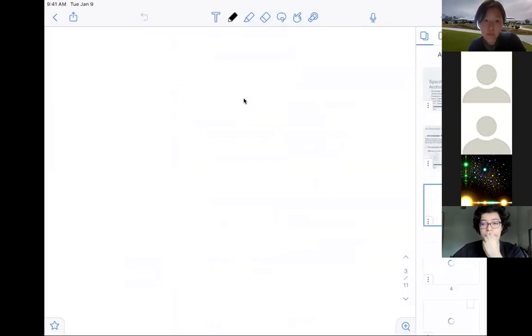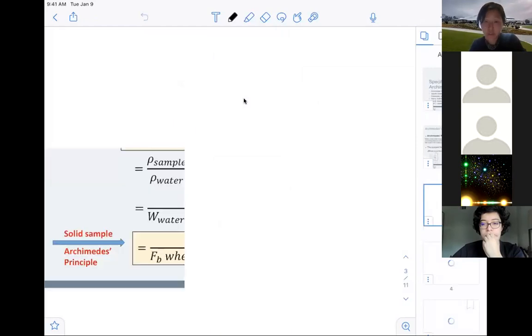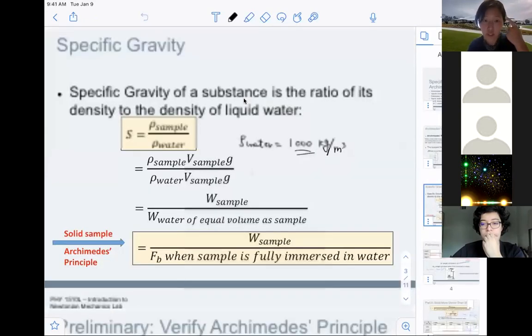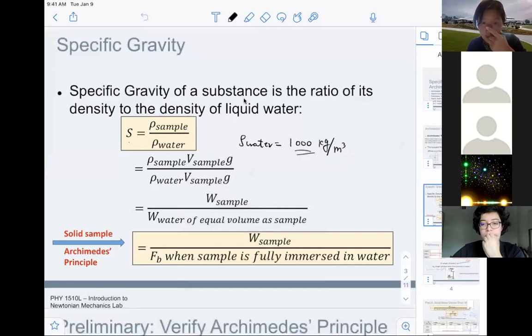So we want to measure specific gravity of different objects. In this lab, we'll measure objects that are more dense than water, objects that are lighter, less dense than water, and another fluid. To allow us to measure specific gravity, we take advantage of a principle called Archimedes' principle. We will do the derivation later, but first let's take a look at what Archimedes' principle is.